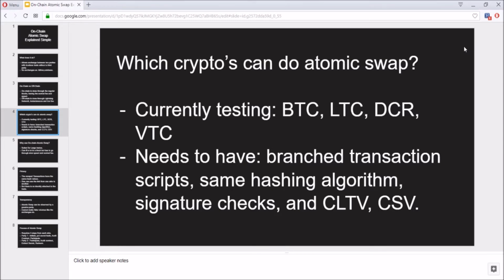And so what do they need to have in order to do an atomic swap? These are going to be kind of detailed. They need branch transaction scripts, the same hashing algorithm, signature checks, and CLTV and CSV. You guys can check this out on the Decred atomic swap blog. I read through there and got my information from there, so I'll link it below if you want to check out more of these detailed things.